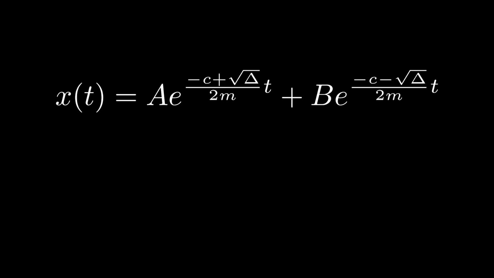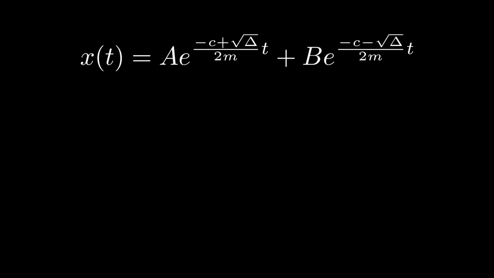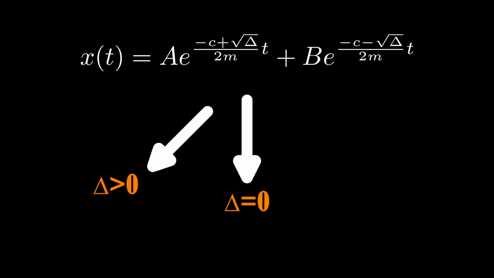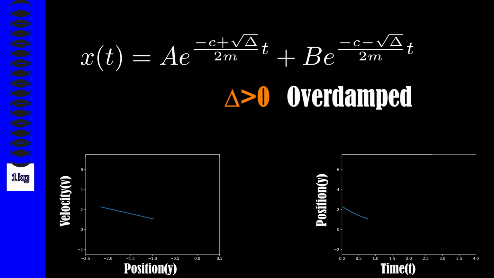Depending on the values that delta takes, the solution and the system's motion will vary. Delta can take three different signs: positive, 0, and negative. If delta is positive, the solution remains unchanged. In this case, the oscillatory motion is so strongly damped that the oscillation ceases before completing even one full period. Energy is transferred to the surroundings very quickly. This situation is called overdamping.